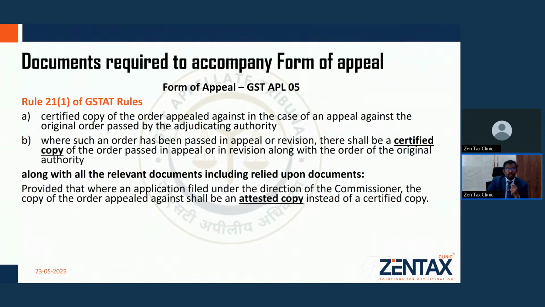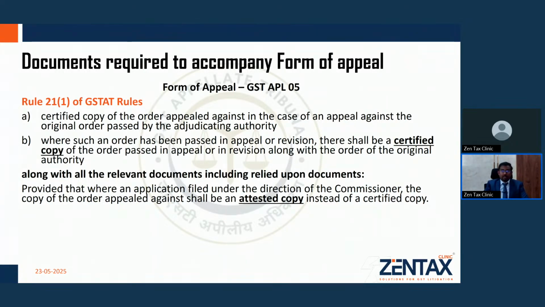When we talk about a certified copy, what does certified copy actually mean? The question gets raised when we read the proviso to Rule 21 sub-rule 1. The proviso says, provided that where an application is filed under the direction of the Commissioner, that is, the appeal is filed by the department, the copy of the order appealed against shall be an attested copy instead of a certified copy.